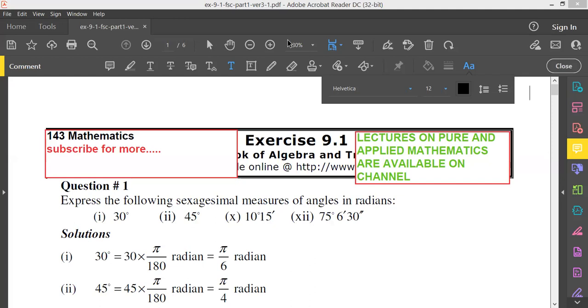Today we will discuss 9.1 FSC Part 1. We are going to share a series of lectures for mathematics of first year Punjab textbook course. Today we will discuss 9.1 and what are important things to remember here.